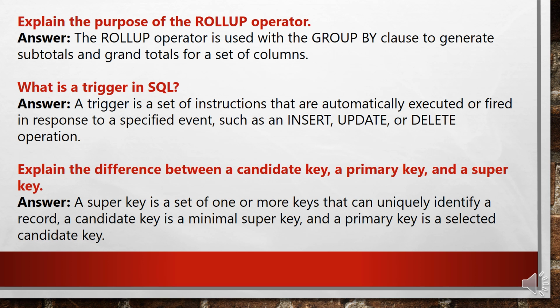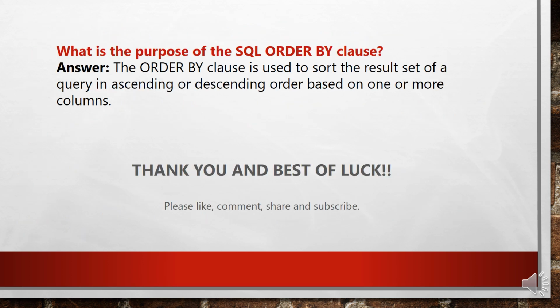What is a trigger in a SQL? A trigger is a set of instructions that are automatically executed or fired in response to a specified event, such as insert, update, or a delete operation. Explain the difference between candidate key, primary key, and a super key. A superkey is a set of one or more keys that uniquely identify a record. A candidate key is a minimal superkey, and a primary key is a selected candidate key.